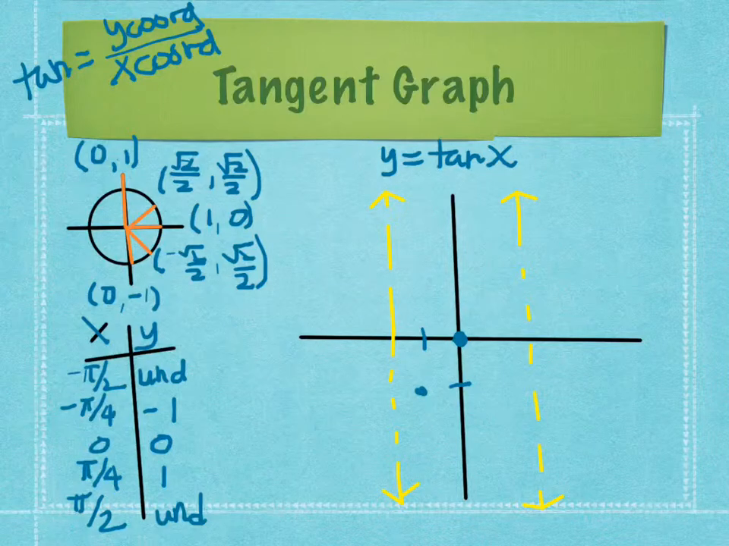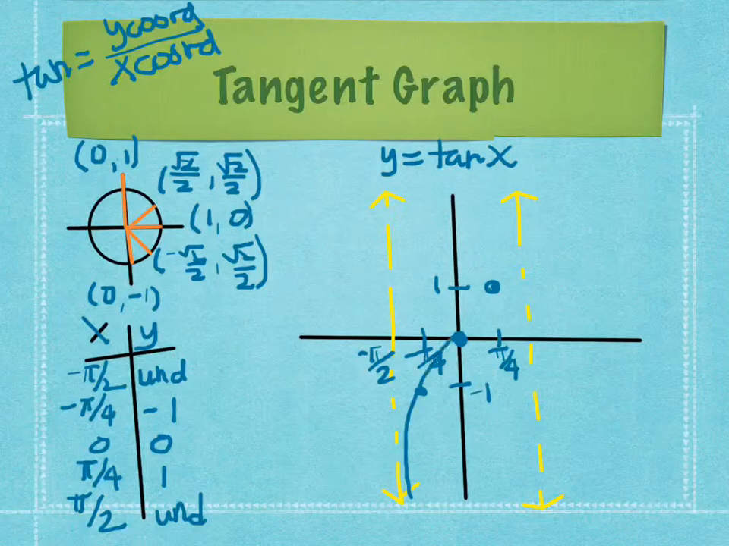Let me label these. This was negative pi halves, negative pi fourths, and I'm going to be over here at pi fourths. This is negative 1, and we're going to be up here at positive 1. At pi fourths, we're at 1. We're going to connect these as best we can in a nice smooth way. It looks something like this.